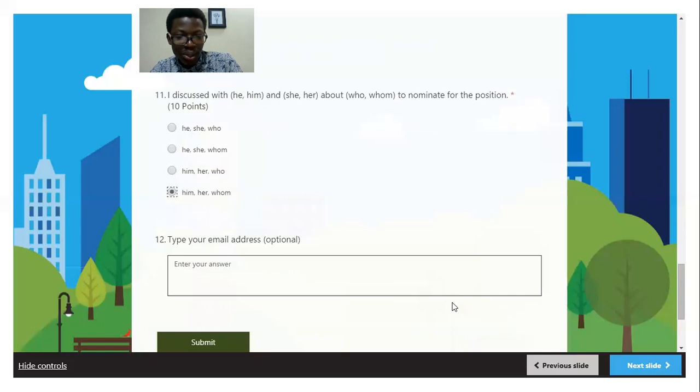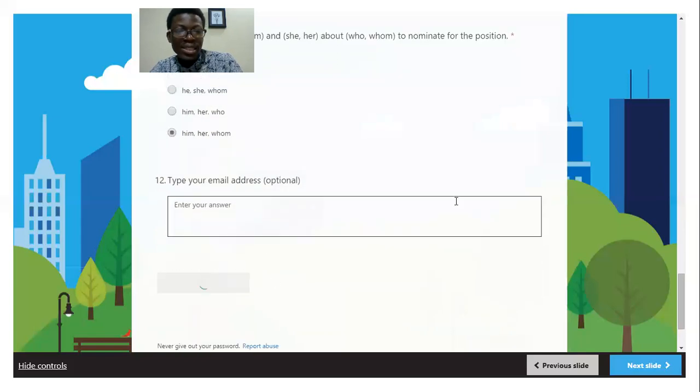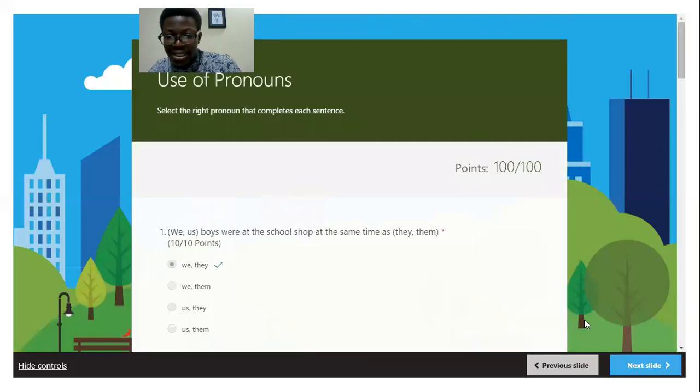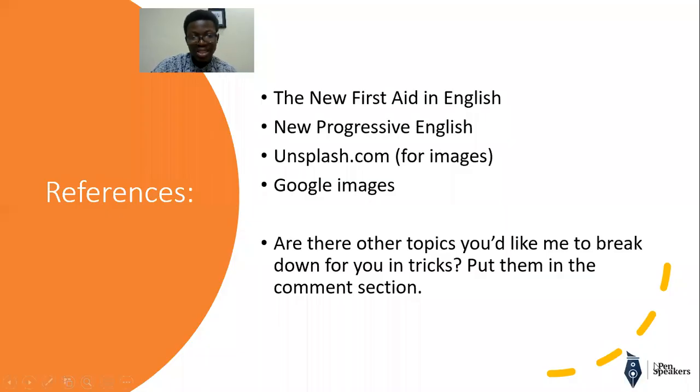All right, this is optional, so we can skip it and then we submit. Let's see, how well did we perform? All right, view results, 100, fantastic. Exactly. So that brings us to the end of this particular exercise.